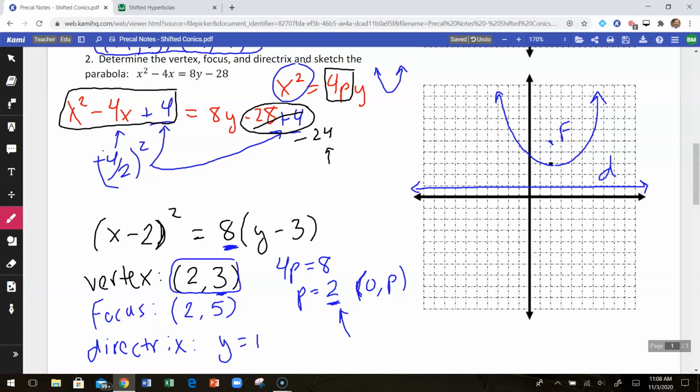Once you get that form that you want, plot your vertex, find the value of p, and then just do that adjustment to the vertex. And usually if you do that and you think about the graph first, then you can get this information a lot more quickly.